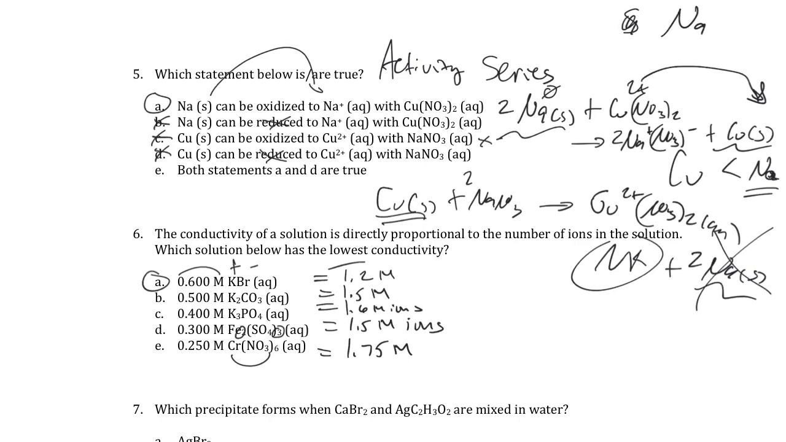So it's just going to be answer A. So A would have the lowest conductivity of the listed salt solutions.